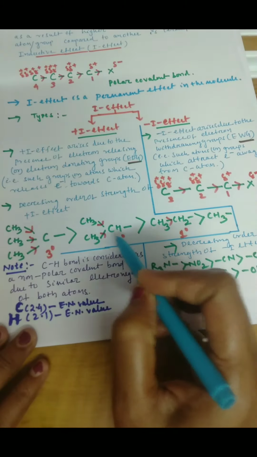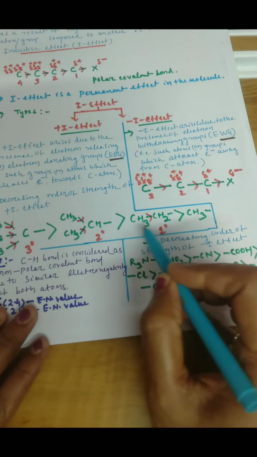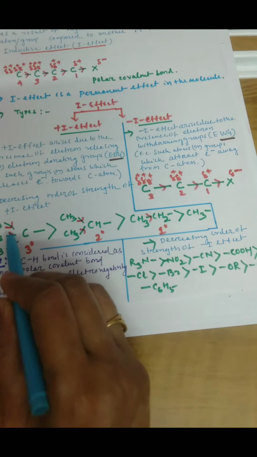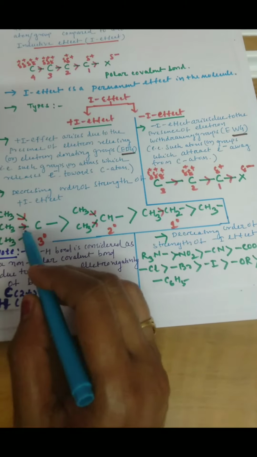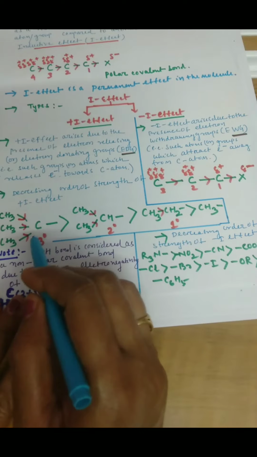Again, when you see the secondary carbon atom, 2 methyl groups donate electrons to the carbon atom. Again here, one primary carbon atom has 1 methyl group, and here there are no other such groups. So when the number of electron donating groups is more on the carbon atom, the electron density also becomes more on the carbon atom, and hence the positive inductive effect is more.